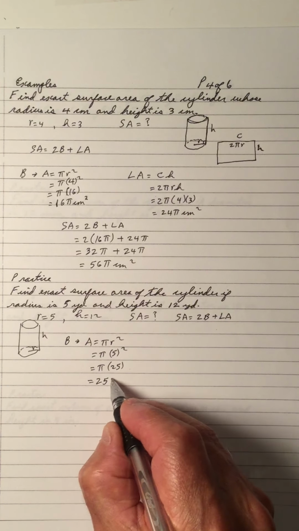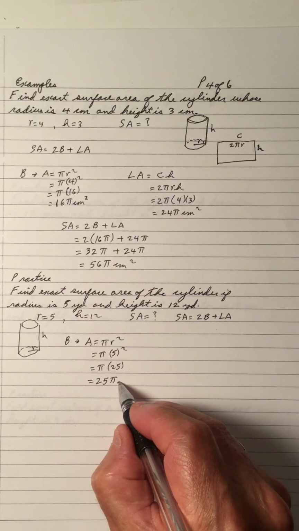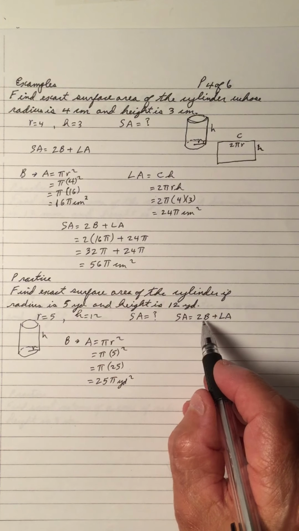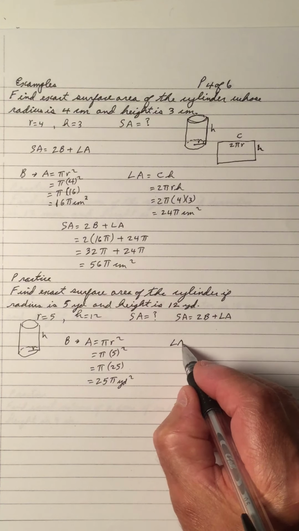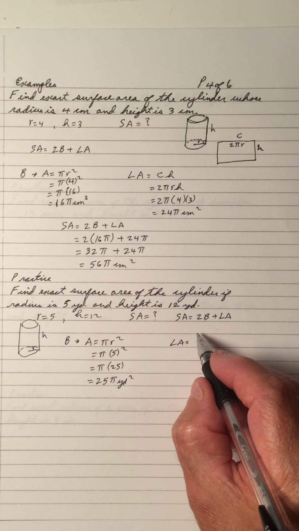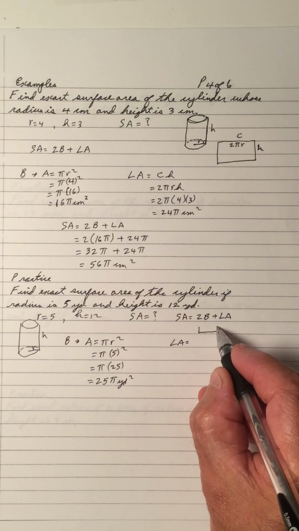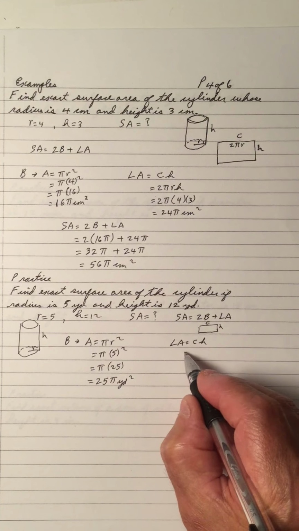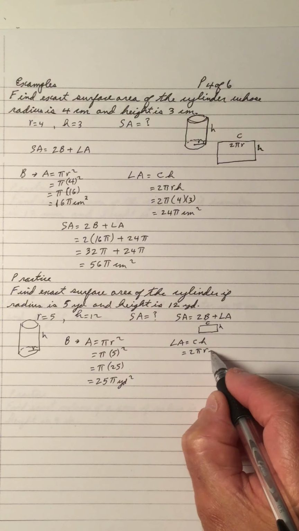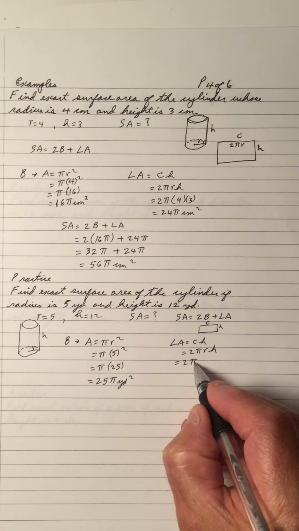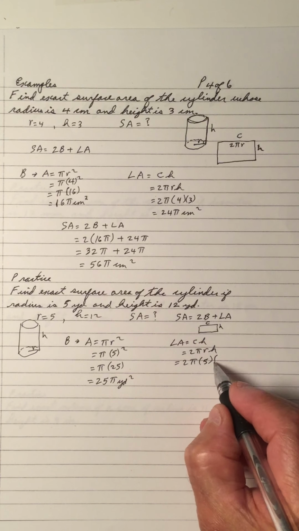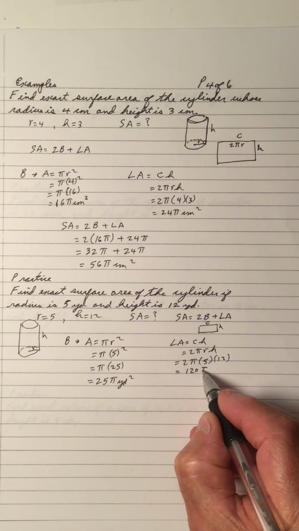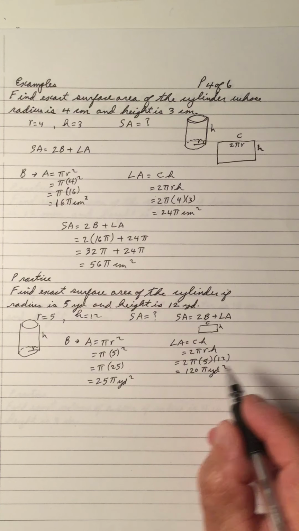So it's 25 pi. And the units are yards, so it's square yards. Now we have a base area, we need the lateral area. Remember, if you think about it like that, the lateral area is circumference times height, so it's 2 pi r h. 2 pi, radius is 5, height is 12, that's 10 times 12 is 120 pi, and it's yards squared.